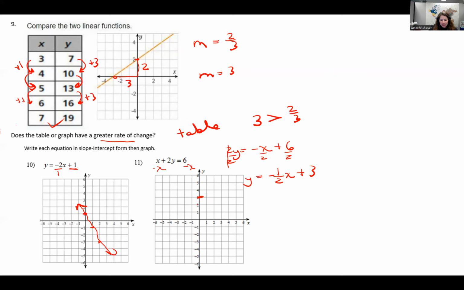So we're going to start up here at +3. Our rise is down 1, right 2. Down 1, right 2. Down 1, right 2. We could keep going if we wanted to. There we go. All right, let me clear my board.